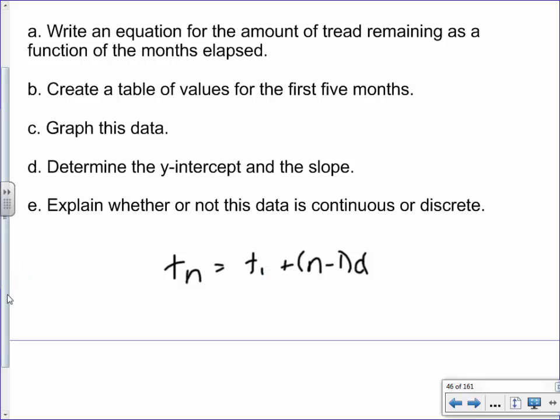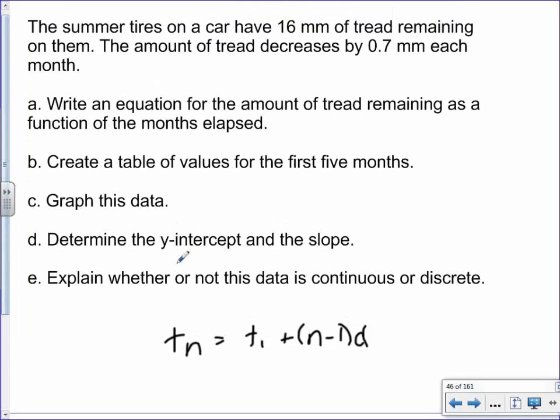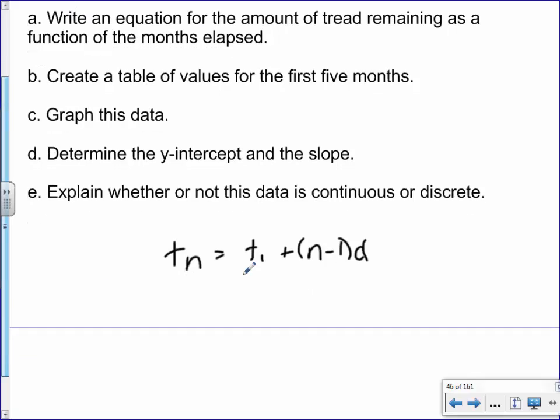T1: how much tread is there after 1 month has elapsed? Well, when you first started, there was 16 millimeters of tread. But at the end of the first month, there would be 15.3 millimeters left. Does that make sense? So after month 1, this is 15.3.